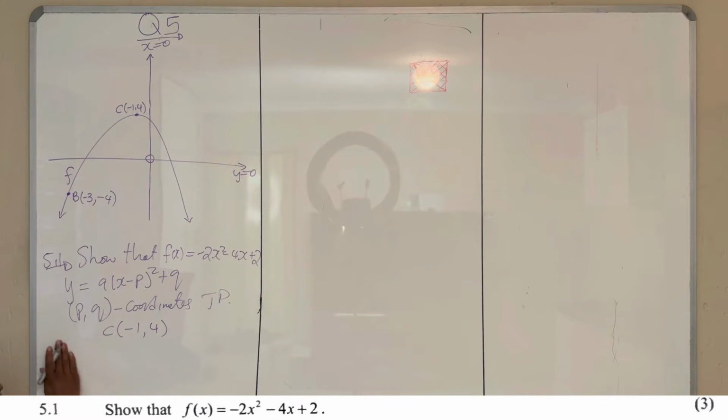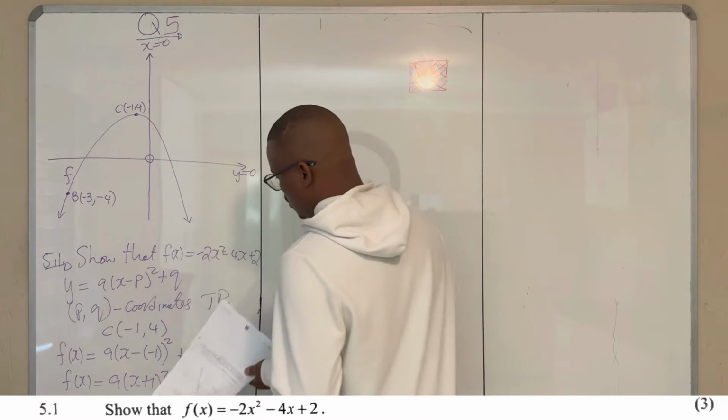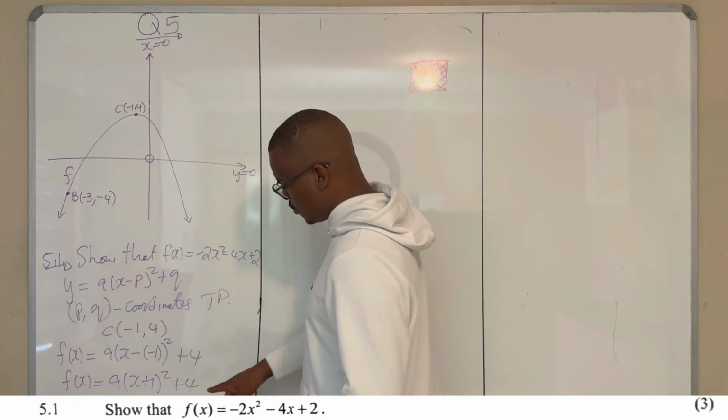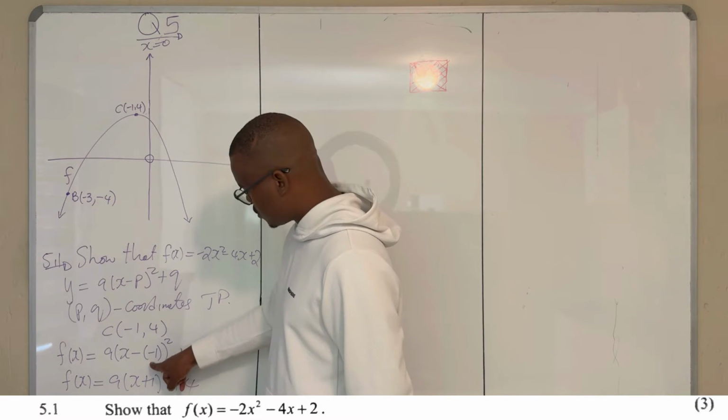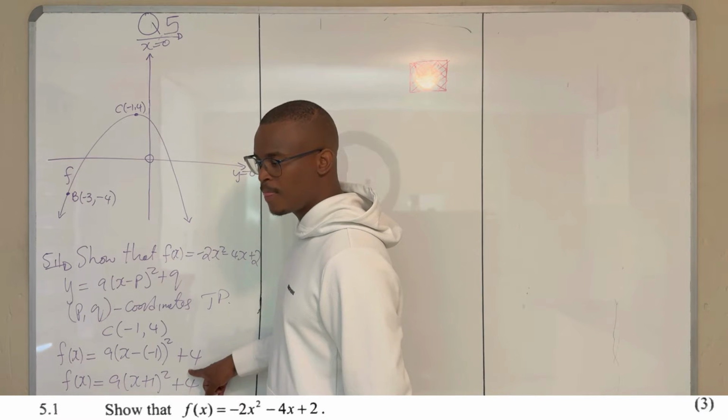So we have y, which is f of x in this case. f of x is equal to a into (x minus negative 1) all squared plus 4, because you substitute p, which means f of x is equal to a into (x plus 1) all squared plus 4. Are you happy with this? The next thing now is just to find the value of a, and then you multiply this out. You only substituted 4 and minus 1, because those are the coordinates of p and q.